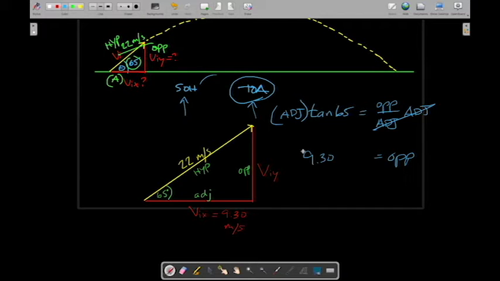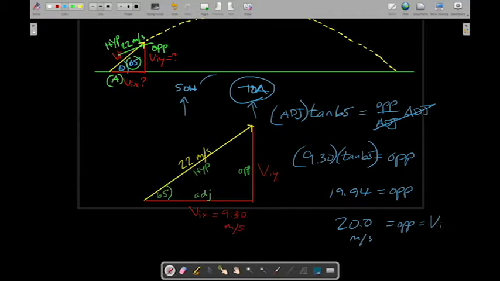9.30 multiplied by the tangent of 65. And then once you have that all plugged in, you can take your calculator and solve it. So let's go ahead and solve that right now. Our answer turns out to be 19.94, which I'm going to keep in three significant figures. So I'm going to say roughly 20.0 meters per second. And I say meters per second because the opposite side of the triangle is your vertical initial velocity in regards to the y-axis. So that's your answer for this part.